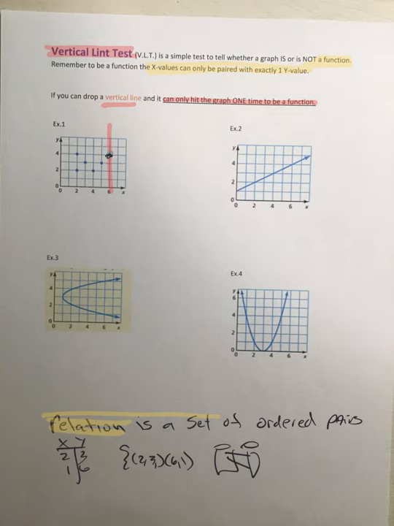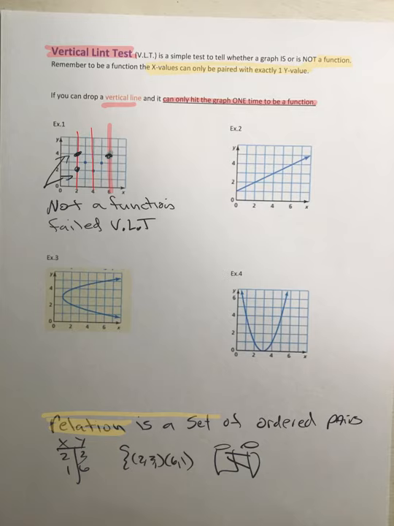But if I can drop any vertical line, so if I drop this vertical line, know that it's only hit once. But if I drop this vertical line, notice that it hit the graph twice. So because it hit more than one time, it is not a function. It failed the vertical line test. We'll just abbreviate it because I don't want to write it all out. So that is not a function. So we can tell if a graph is a function by doing the vertical line test.